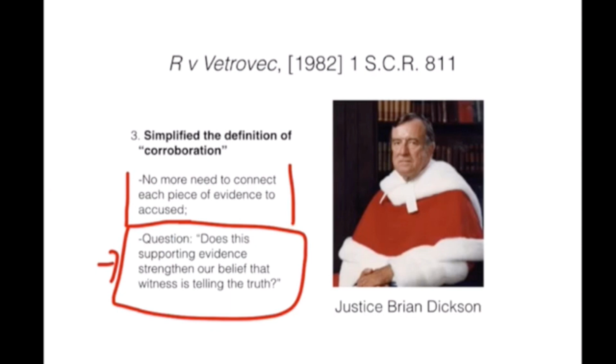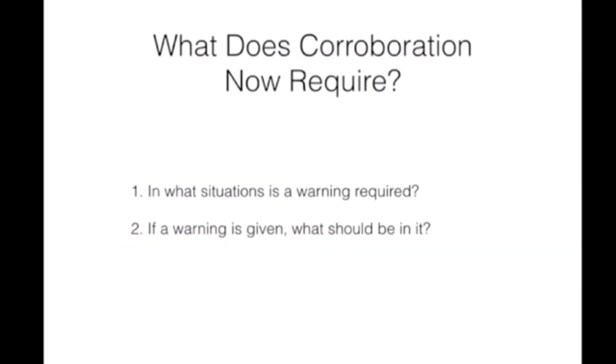And I think this was probably the most important development coming out of Vetrovec. Instead of maintaining a very technical legal concept of corroboration, the court adopted a common sense view of what can be considered corroborating evidence. If there is evidence that makes us feel comfortable with the idea that this witness is telling the truth because it connects to an important part of his or her testimony, that's good enough. And that was probably the most significant aspect of the Vetrovec decision. So as a result of Vetrovec, we have two important things left.